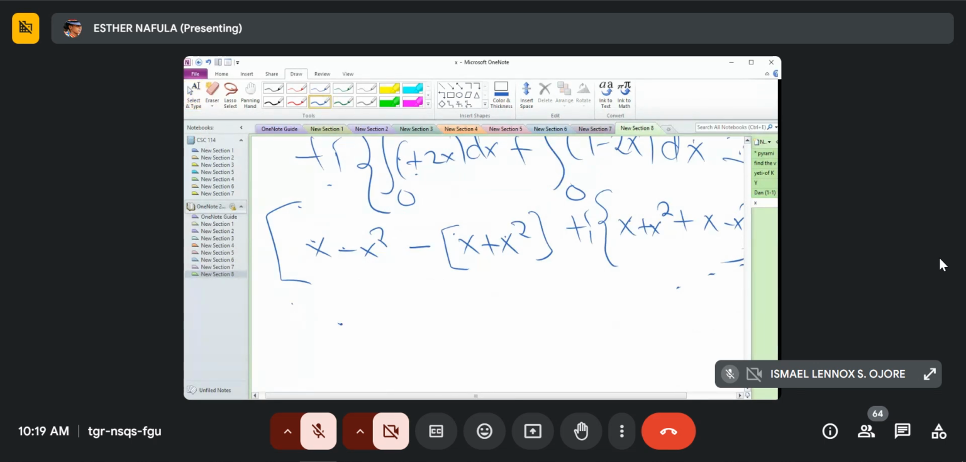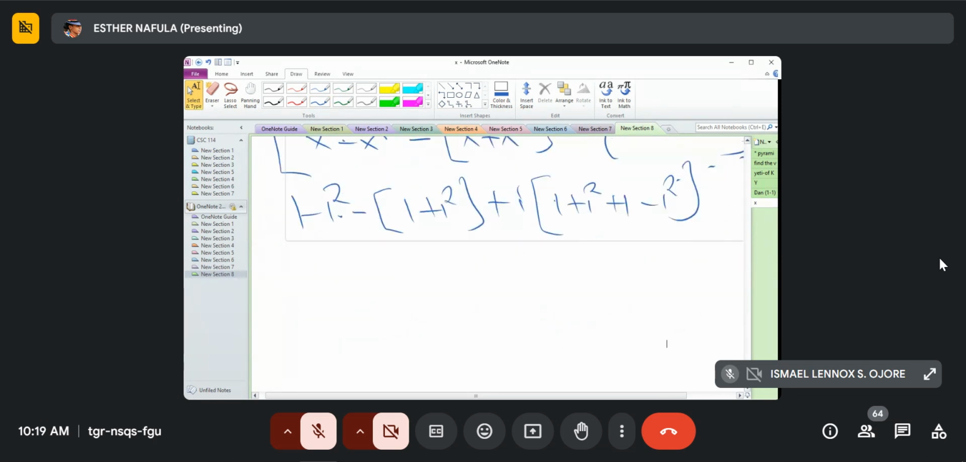So we will have 1 minus 1 squared, minus, in brackets, 1 plus 1 squared, plus i times 1 plus 1 squared plus 1 minus 1 squared. 1 minus 1 squared is 0, minus, in brackets, 1 plus 1 squared is minus 2. So minus 2 plus i times 3 minus 1, which is 2. So you get minus 2 plus 2i.